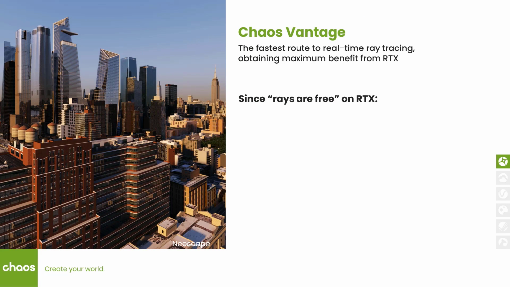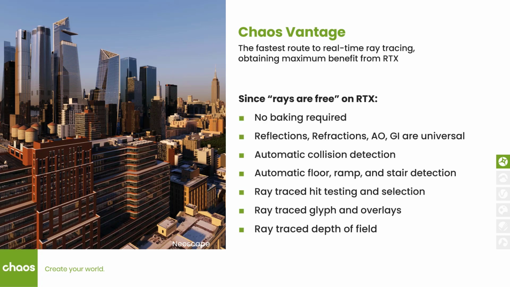Some design considerations we had when creating Vantage was that since rays are practically free on RTX, it liberates us to do a lot of things. First of all, there's no baking. We do everything all the time universally, so reflections, GI, and so on are just automatically calculated. Things like collision detection are easy. Same thing for detecting floors and ramps and stairs when navigating. We just shoot rays, we know where they are. Also, simple things like hit testing or overlays or more advanced rendering effects are all much easier when they're completely ray traced. But this is just an overview.